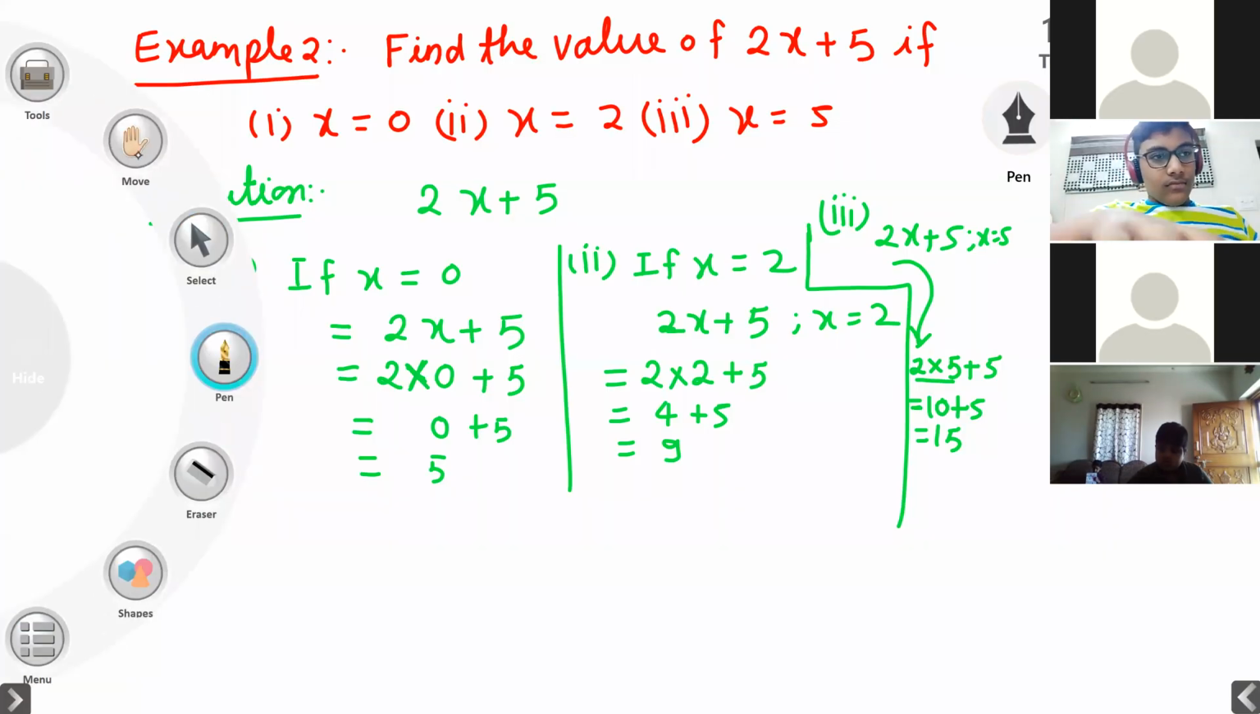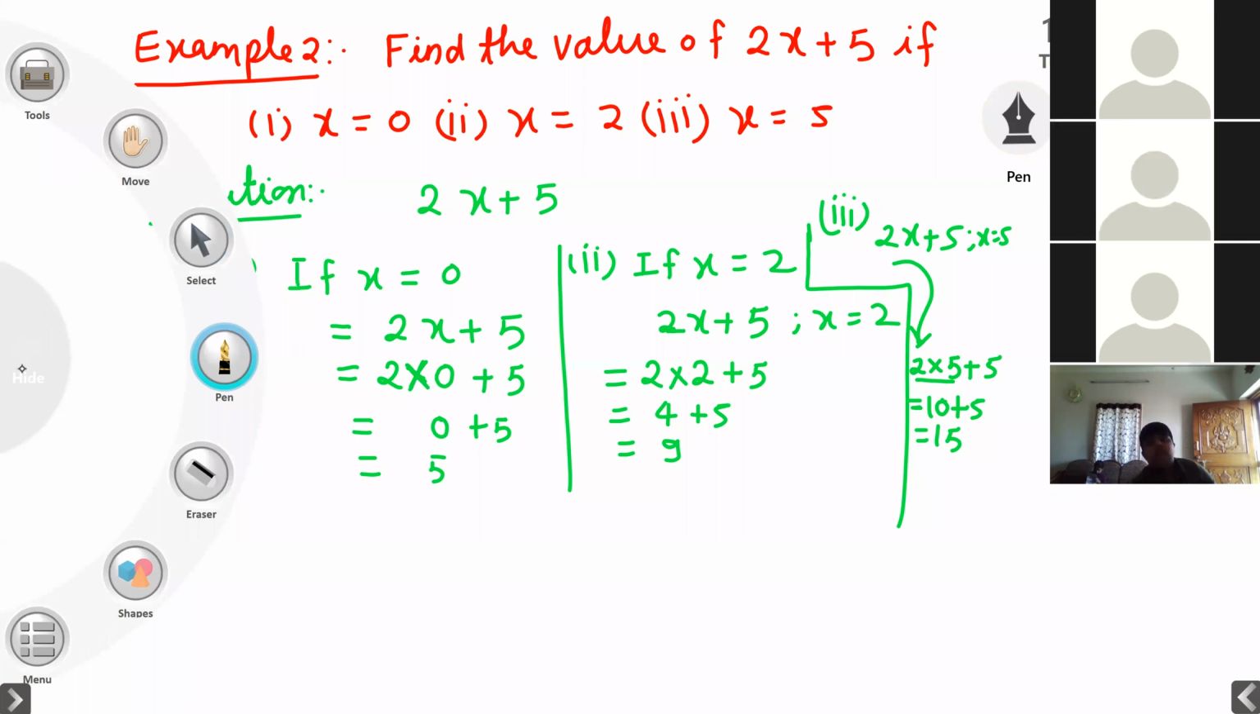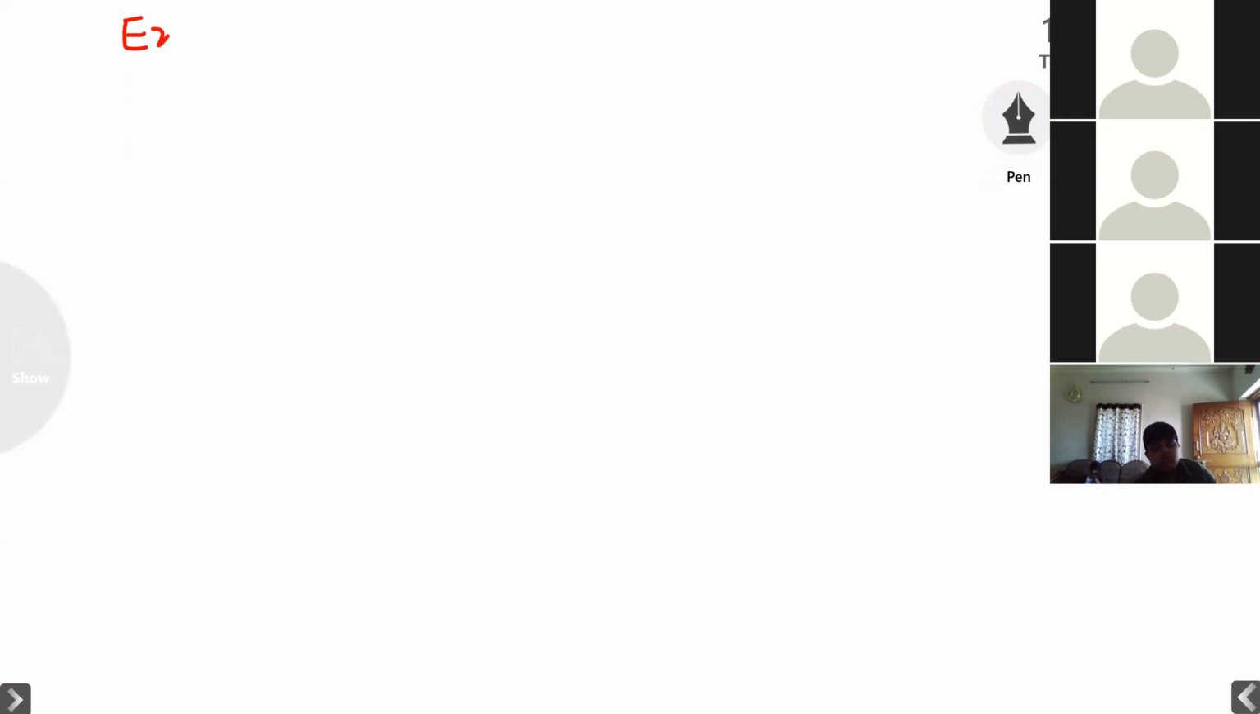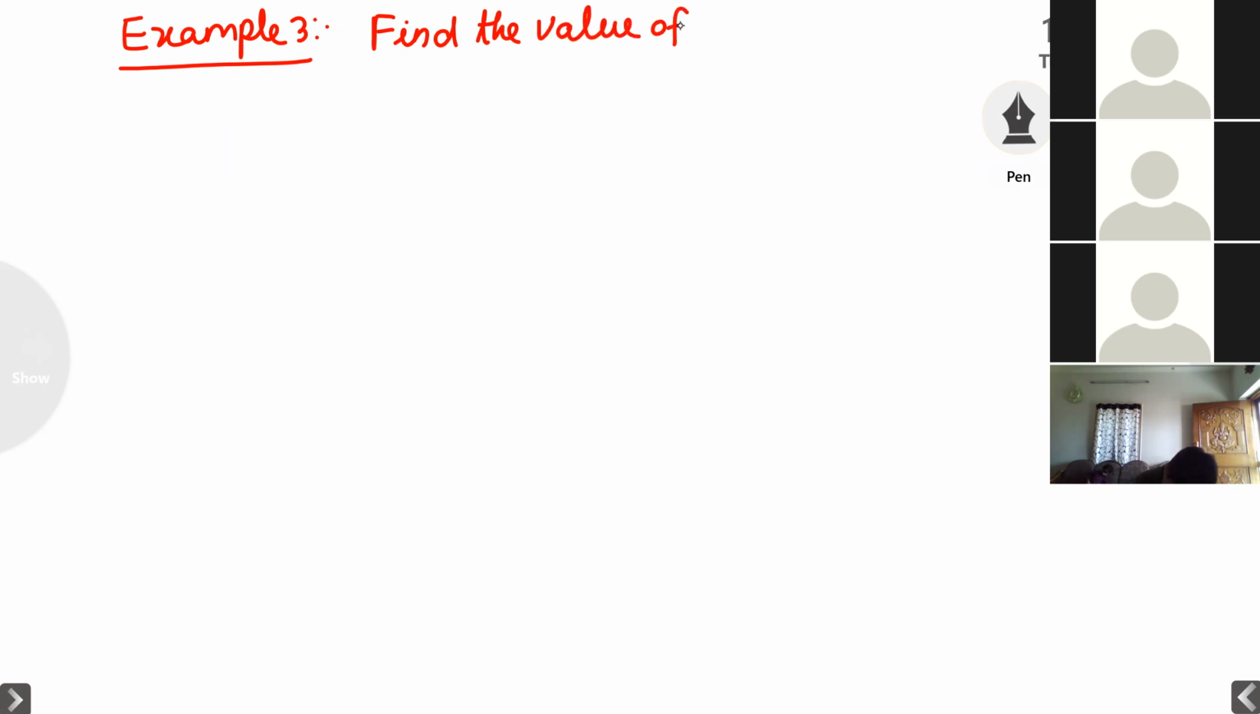Example 3. Find the value of 2x plus 3y minus 4 if x equals 2 and y equals 3.